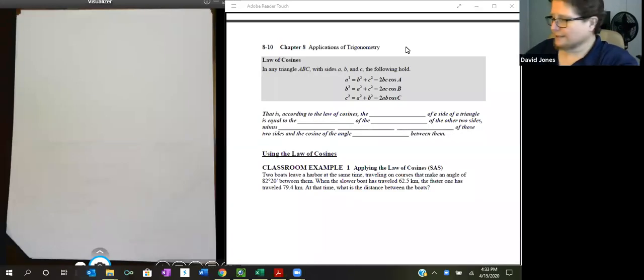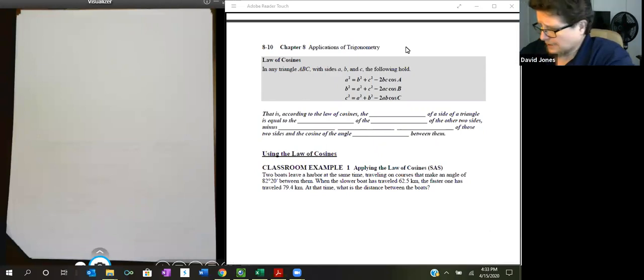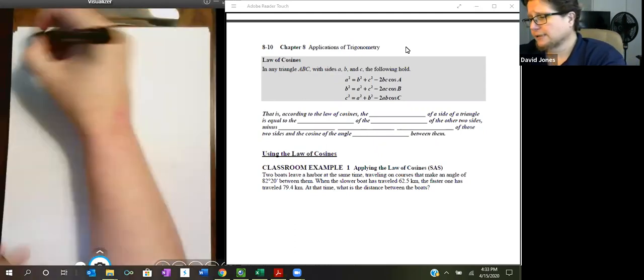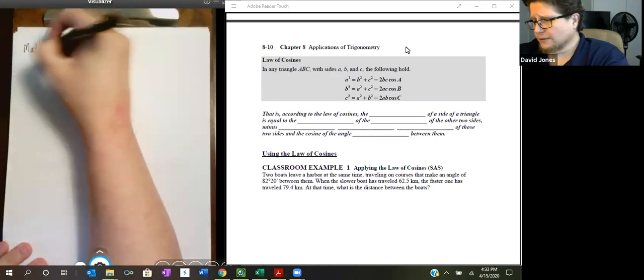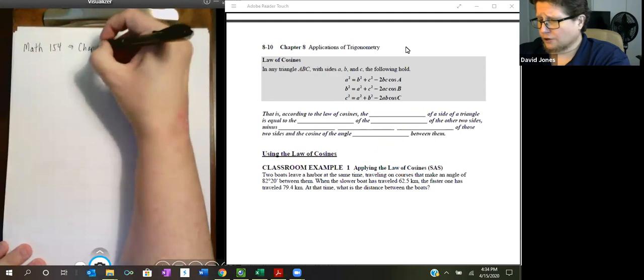Good afternoon, class. It's the spring semester of 2020. We're at College of the Sequoias in the Central Valley of California, and we're in COVID-19 lockdown, but the show must go on. So this is Math 154 Trigonometry, and right now in Chapter 8, we are looking at oblique triangles.